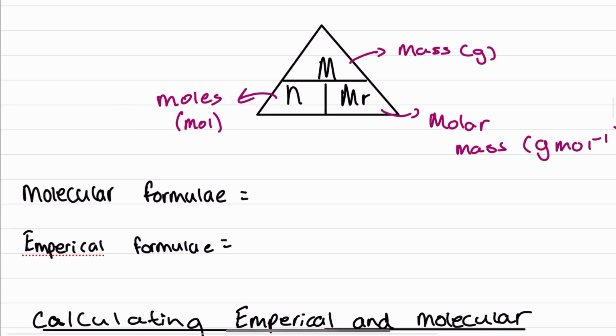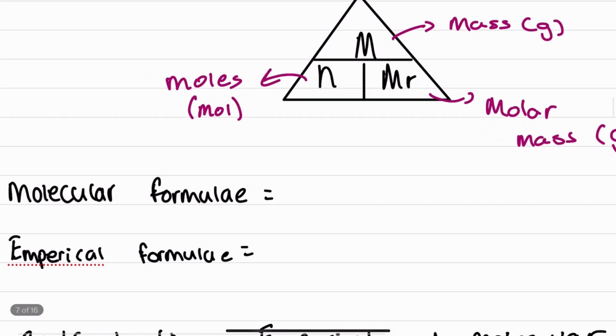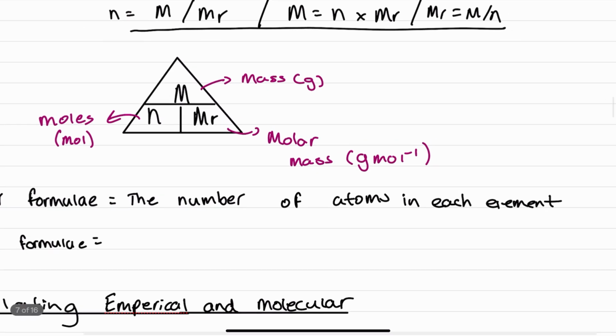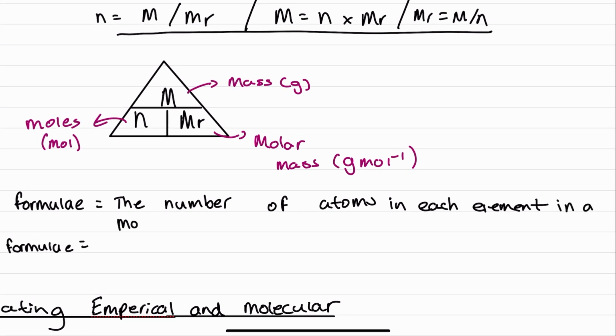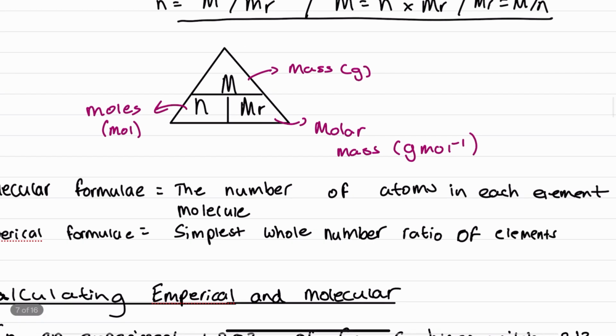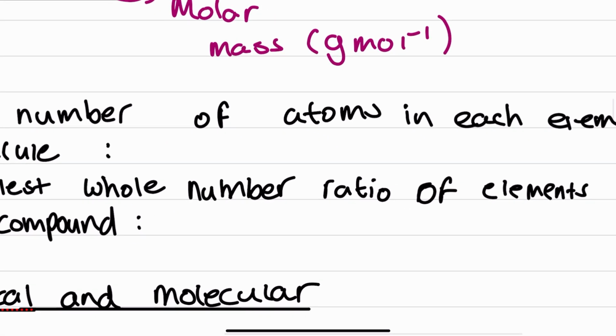Now, there are two more definitions that you must know for this chapter. Molecular formulae. This is the number of atoms in each element in a molecule. Empirical formula is the simplest whole number ratio of elements in a compound. Now, this can be fairly confusing. However, I believe this explanation does explain it fairly simply.